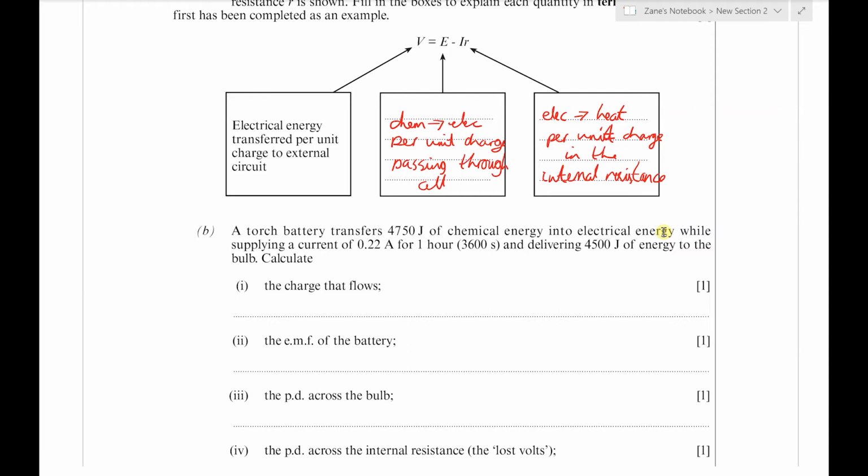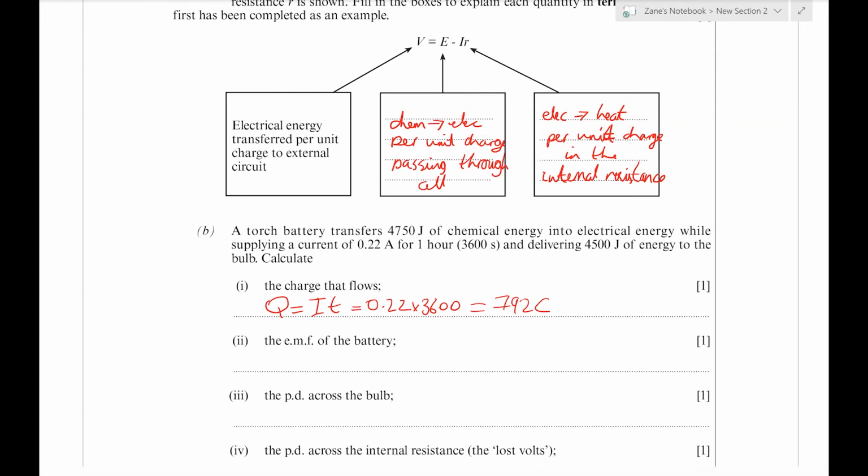Well, we can use the current formula. Current is charge over time because current is rate of flow of charge. And that will allow us to see that the charge is equal to the current times the time. So we've got a current of 0.22, the time has to be in seconds, not hours, and that will give us 792 coulombs.